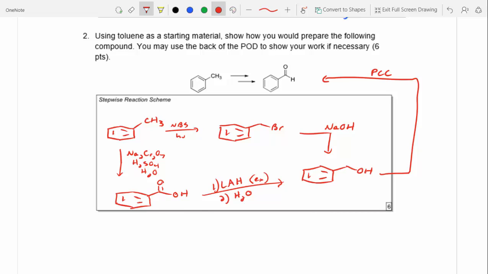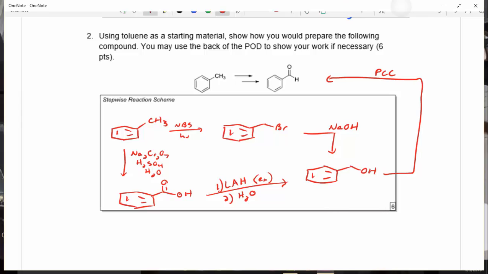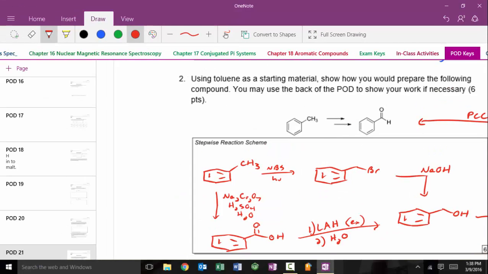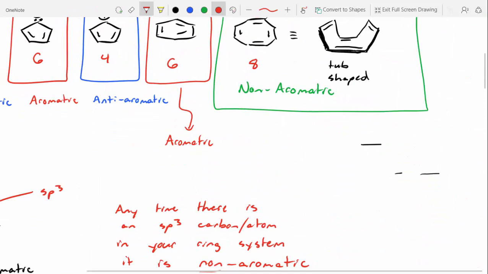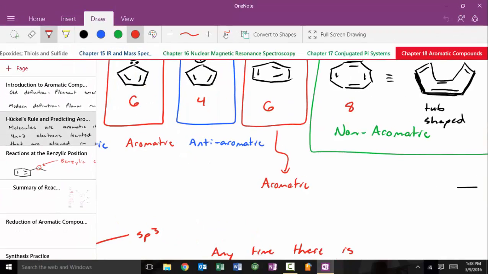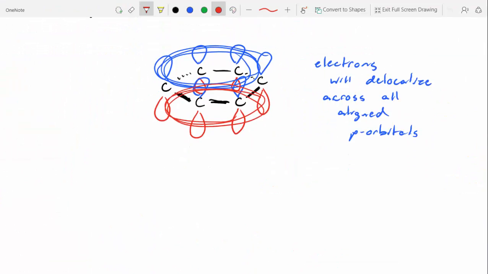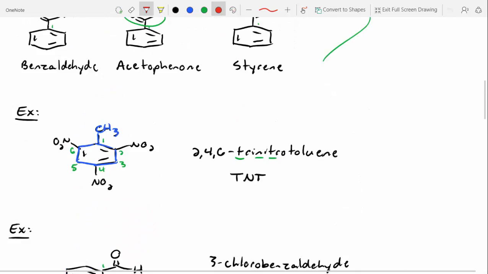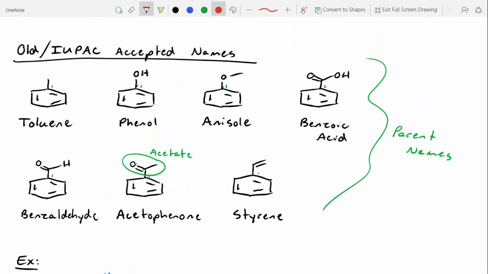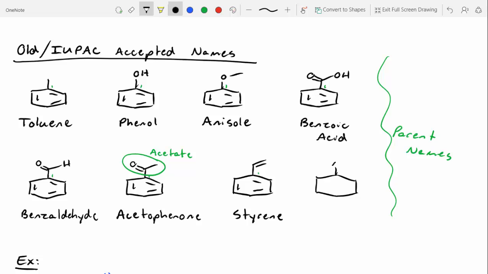Make sense? All right. Let's go back to our chapter 18 notes. There was one correction I wanted to make to lecture from the other day. I forgot one of the parents. There was one other parent system that had slipped my mind.